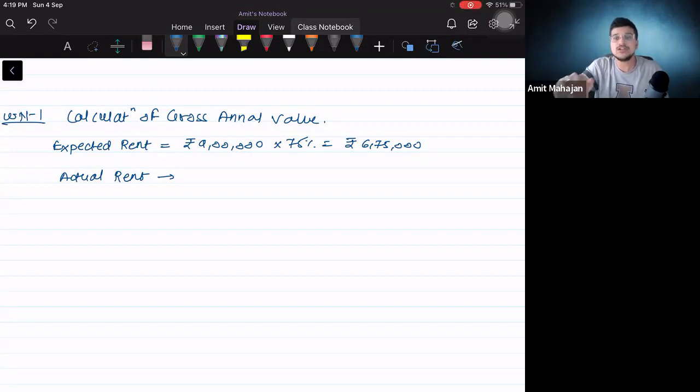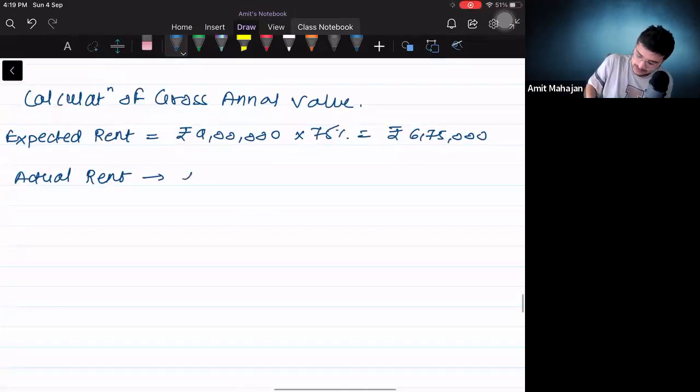So situation 2 looks like it can apply, but we should not use situation 2 here, because this is a different question and there is a different method of solving. We'll compute the actual rent properly, and after that we will compare that entire actual rent with 6,75,000. So how will we compute the actual rent? The rent was 12,000 per month.